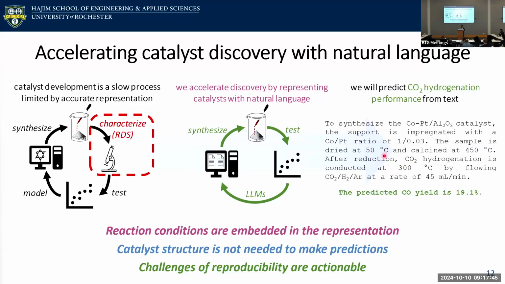And so within the text of our synthesis procedures, we can put in any variables that we think are important for the performance. For example, we can definitely put in reaction conditions with the synthesis procedure, and we can put in things that we think might be affecting reproducibility. For example, where we put the thermocouple in the bed, or if we have a binder present in the system, if we're working with an extrudate versus with a powder catalyst.